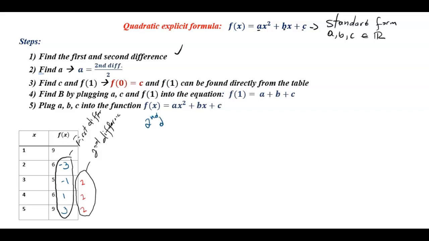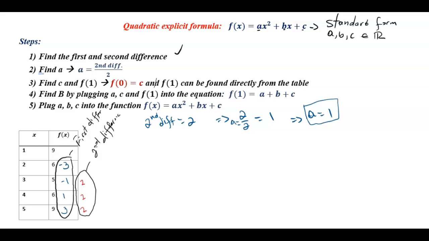Second difference is equal to, all right? So now if we divide it by 2, we know that 2 divided by 2 is equal to 1. So A equals 2 divided by 2, which is equal to 1. So our value for A is 1. Now that we have the value for A, we're going to need that, so we're going to box it.